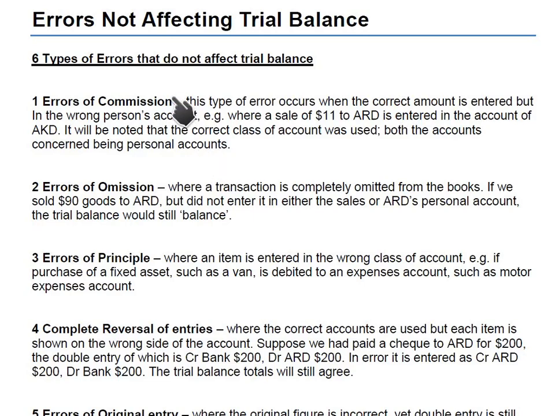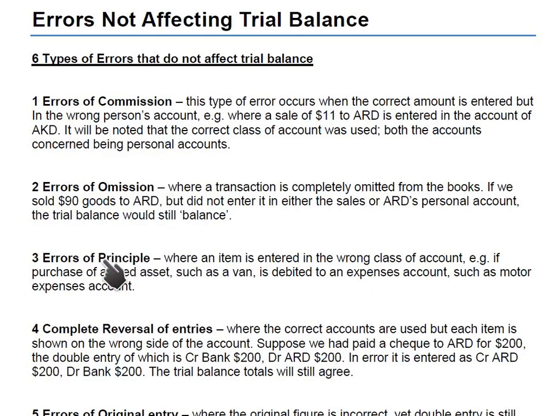So one is error of commission, one is error of principle. There's a slight confusion between the two. The confusion can be removed by this principle: in error of commission, the account is wrong, but the type of account is right. In error of principle, both the account and the type of account are wrong. So this is known as error of principle.